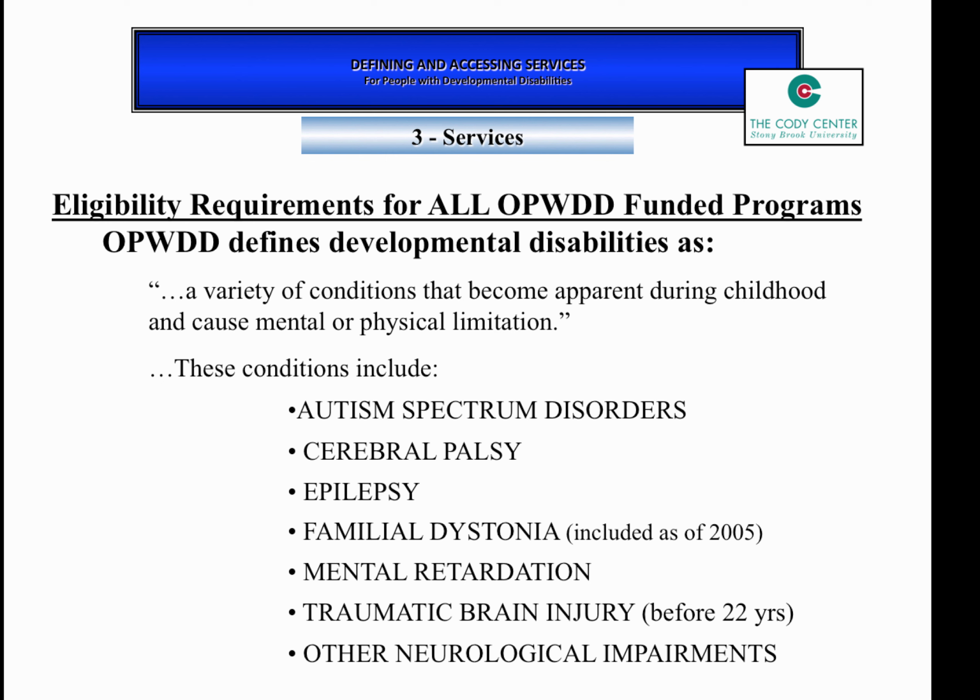So, as we're talking about services, eligibility requirements for all OPWDD funded programs require qualification, and these qualifications are modeled on that definition that we talked about for the Developmental Disability Bill of Rights. So in order to qualify for services under OPWDD, you have to have one of a variety of conditions that become apparent during childhood and cause mental or physical limitation. These conditions include autism spectrum disorders, cerebral palsy, epilepsy, familial dysautonomia, this is included as of 2005, mental retardation, traumatic brain injury before age 22, which can be problematic for our people in military service, and other neurological impairments.